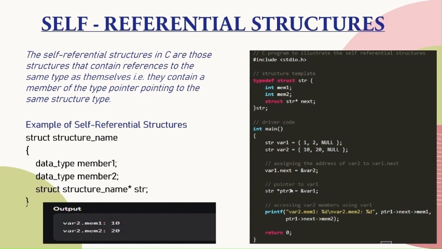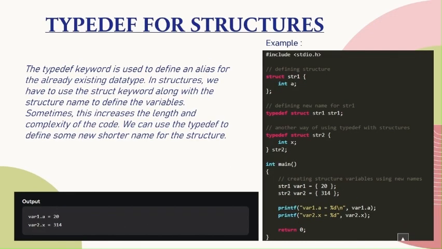Here, what is a pointer? A pointer holds the address of a variable. Here ptr1 is holding the address of variable 1, and the arrow operator can also be used for accessing. The output will be 10 and 20 for this program.